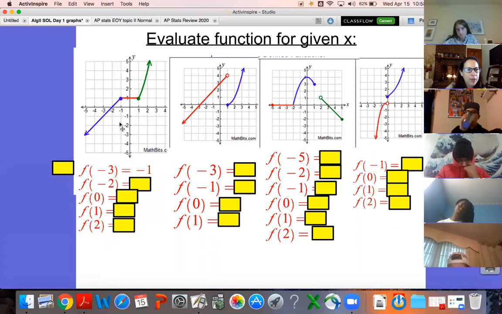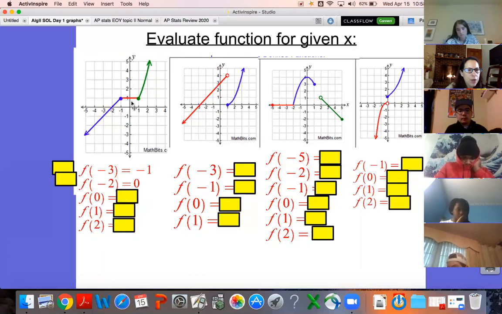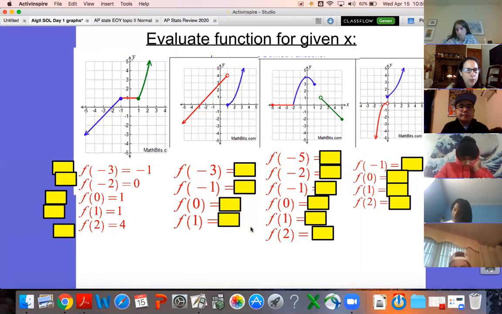All right, f of -2, I'm at -2 on the x-axis, and the value for that point is a y of 0. F of 0, here's 0 on the x-axis. I read the graph's y value, and it looks like it's 1. F of 1, here's 1 on the x-axis. I go to the graph and find its point's y value. Again, that's also 1. And f of 2, here's 2 on the x-axis. So I go up to the graph and find the y value, and I get 4.